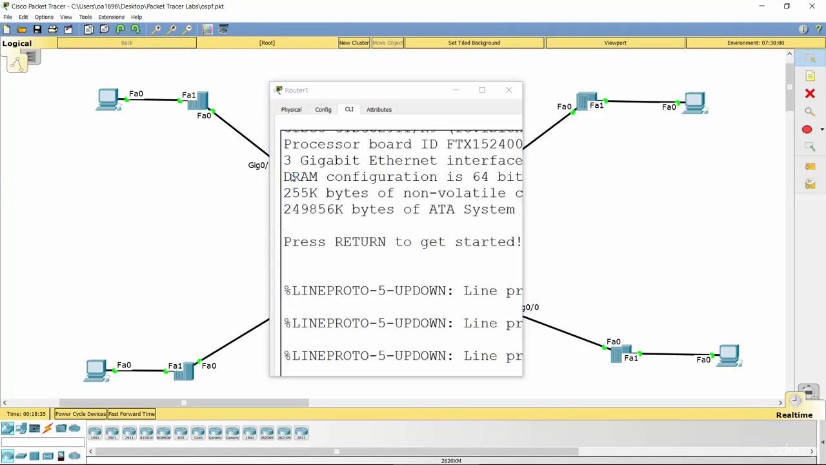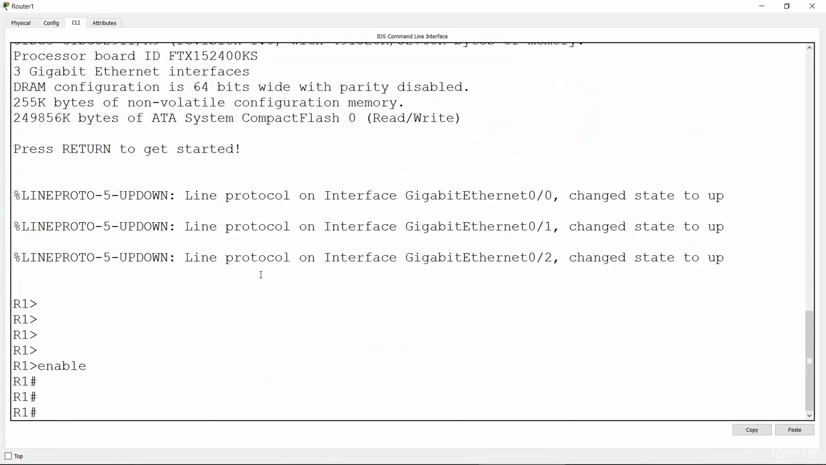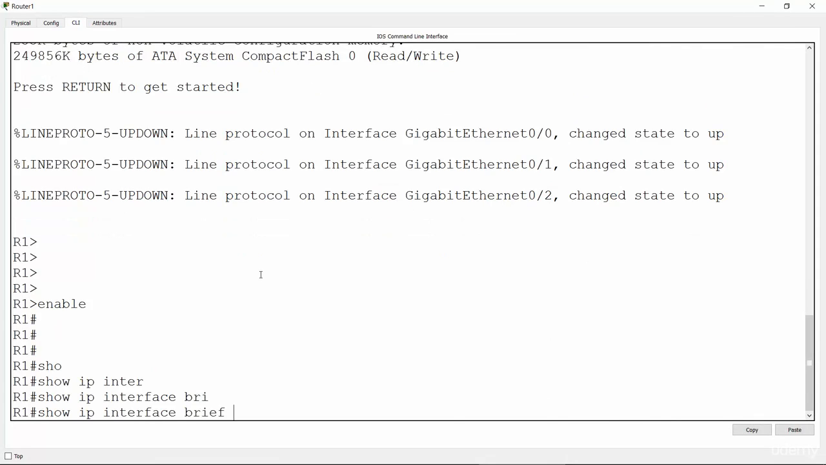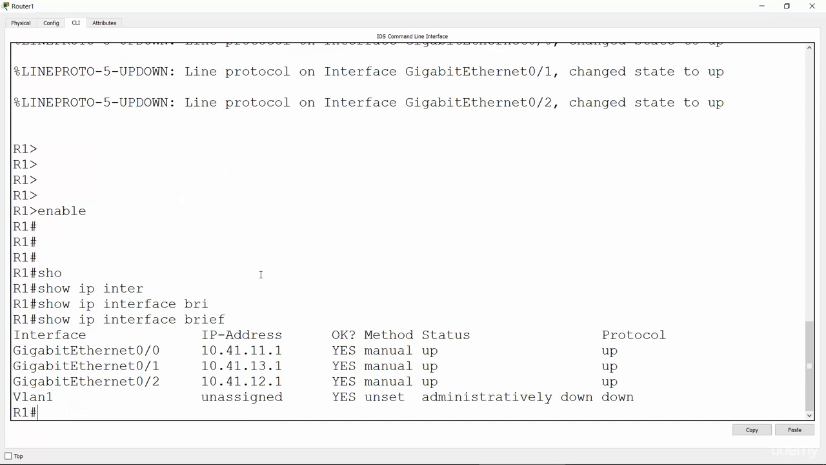Okay, watch me first. I'm in the CLI and I'm running the show IP interface brief command. As you can see, our GigabitEthernet 0/0 interface has an IP address of 11.1 and the others are 12.1 and 13.1. Because I'm using a /24 subnet mask with this, my network IDs are 11.0, 12.0 and 13.0. Alright, let's go.